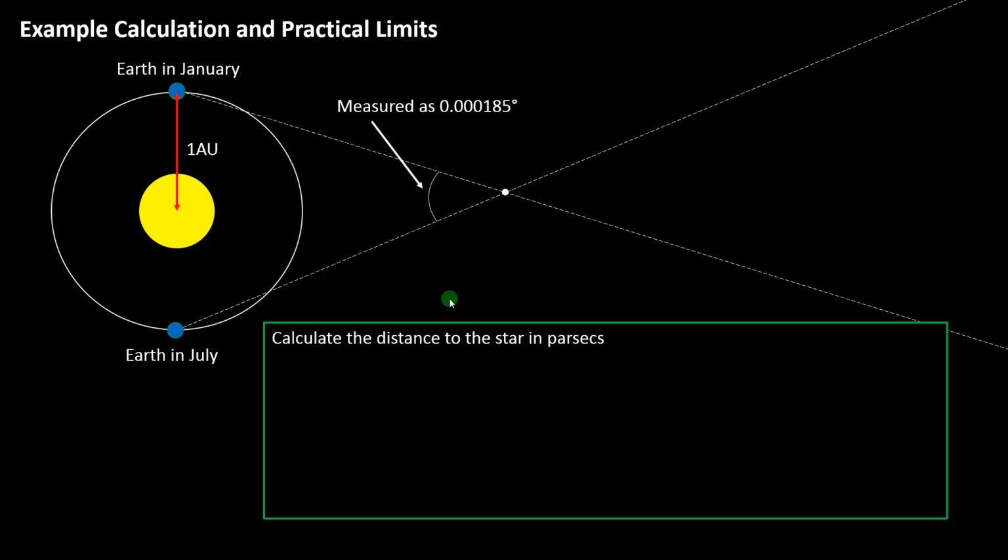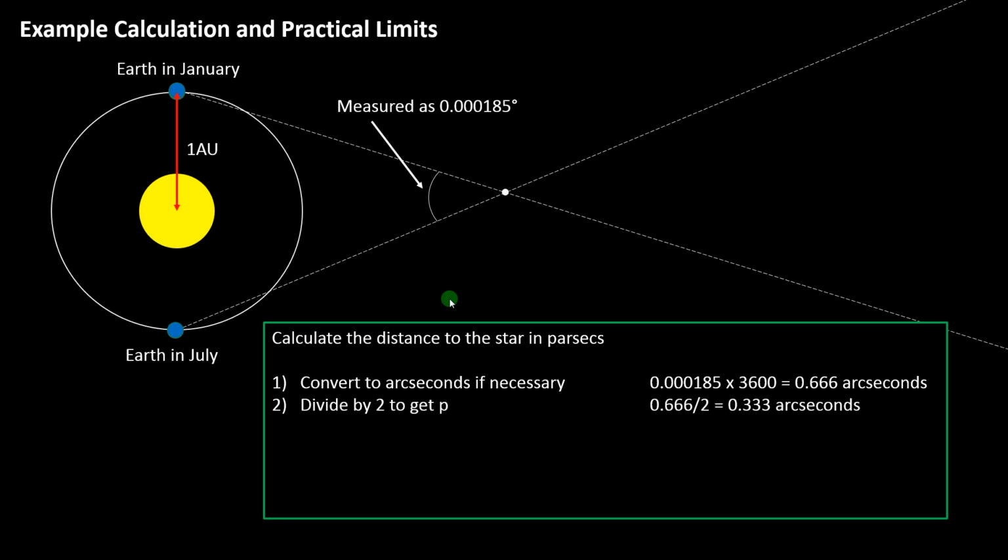To calculate the distance to the star in parsecs, first of all, we need the angle in arc seconds. You may be given it in arc seconds, or you may be given it in degrees. If you're given it in degrees, convert by multiplying by 3600. That gives us 0.666, or 2/3 of an arc second. Remember that the angle we've marked is twice the parallax angle, so we've got to divide it by 2 to get the parallax angle. That takes us to 1/3 of an arc second. Then we apply the formula: the distance is 1 divided by 0.333, which is 3 parsecs, and you write that as 3 pc in the abbreviated form.